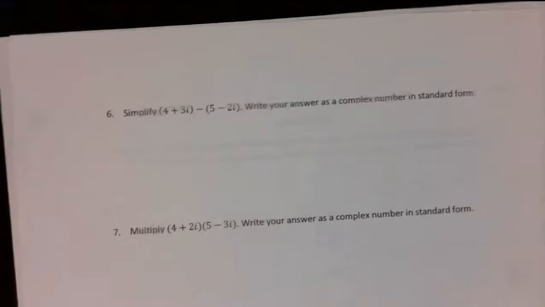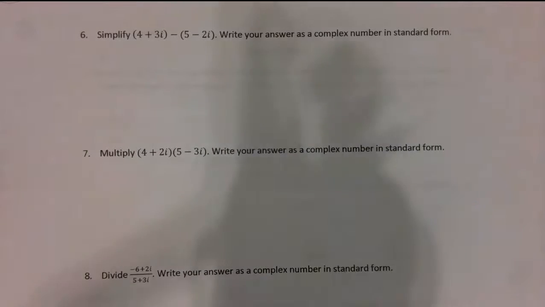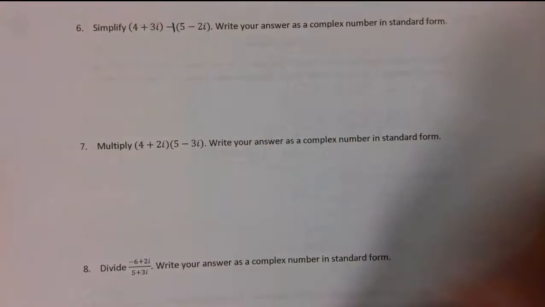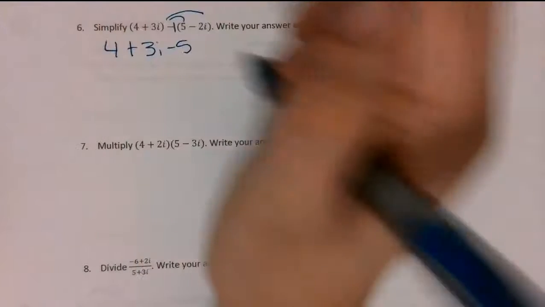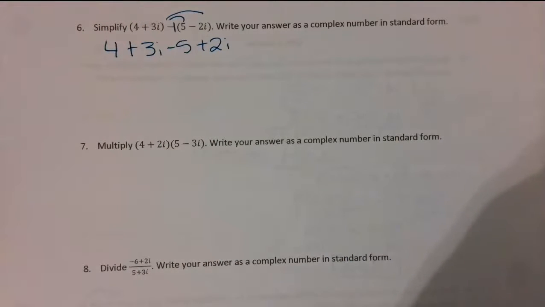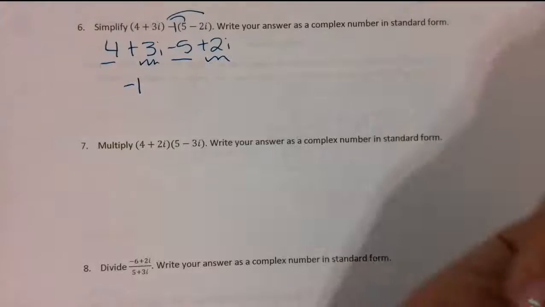Okay. This one wants me to simplify. It wants me to write it as a complex number in standard form. Notice I have a minus right here, so I want to go ahead and distribute negative 1 to everything after it. So the pieces out front stay the same, 4 plus 3i. Then I have negative 1 times 5, which gives me negative 5. Negative 1 times negative 2i gives me positive 2i. Then I'm combining like terms, so I have a 4 and a negative 5, which gives me negative 1. I have a 3i and a positive 2i, which gives me positive 5i.